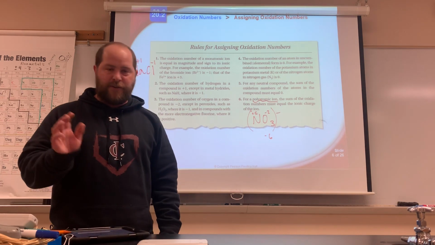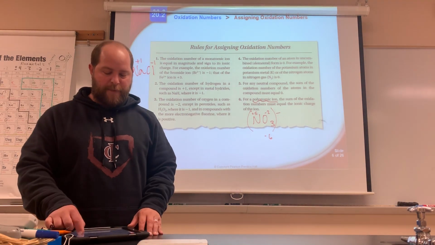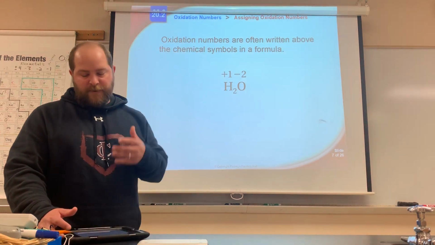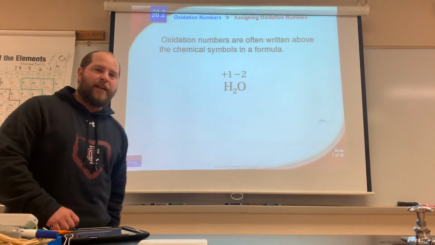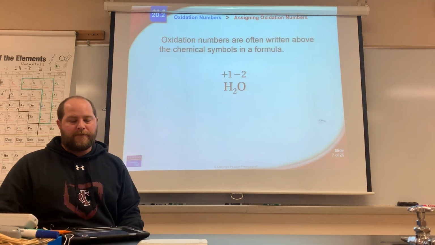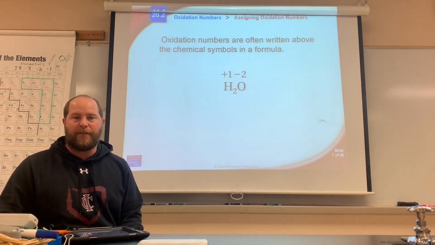I'm going to show you guys a bunch of examples. All these rules are going to make sense. It's really not that difficult. So here's another example. You have H2O. Oxygen is -2, so therefore the hydrogen must be +1.